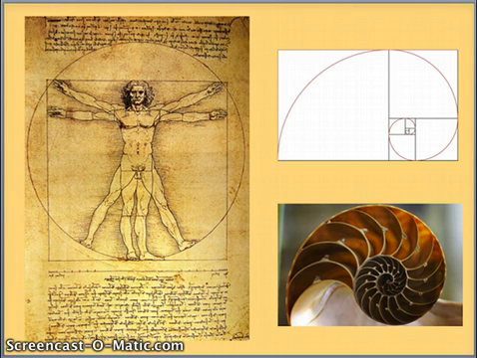But let's look first at the image on the left, which is A Human Being by Leonardo da Vinci. It's called the Vitruvian Man, and it exhibits an idealized proportion. Now look at the shell on the bottom right. They both reflect something called the golden section, which is actually a proportion of 1 to 1.613.